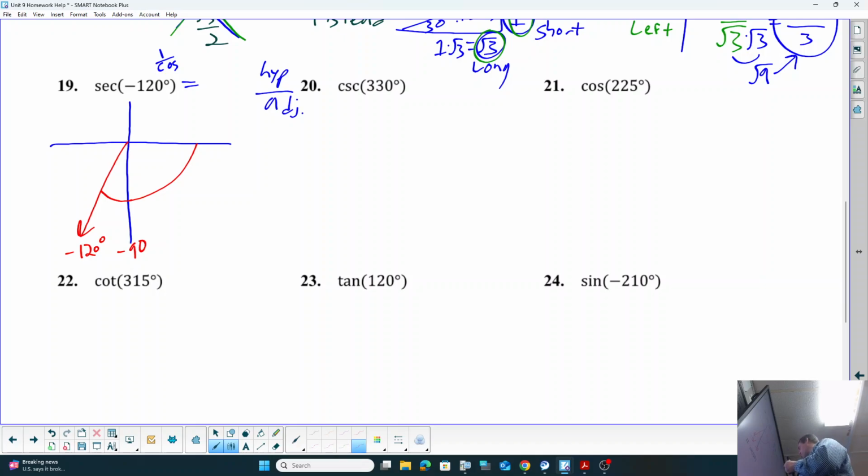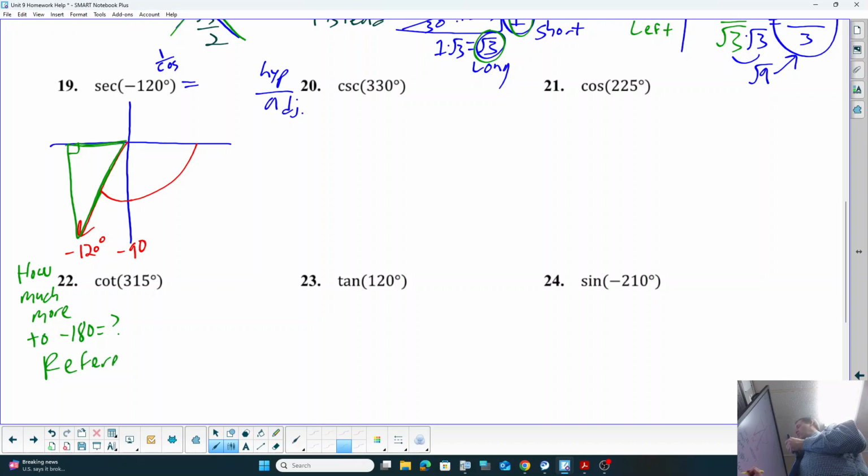Good. Okay, so now we want to draw our reference triangle. So we're going to draw this reference triangle there. There it is. Okay, so how much more to negative 180? That's called the reference angle. And so, how much more to negative 180? It's going to be 60 degrees.